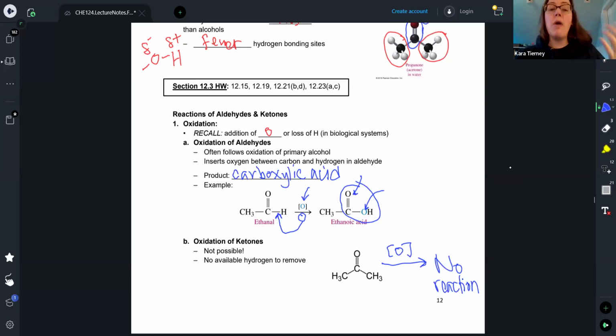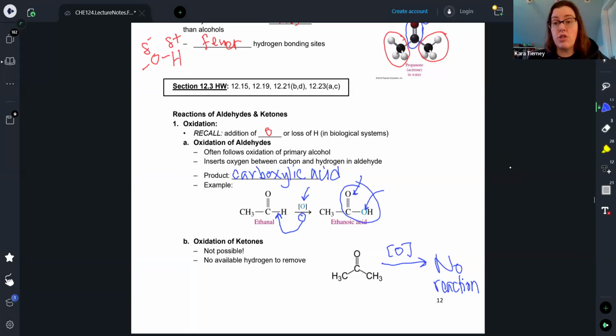So when you have a carbonyl-based functional group in the presence of an oxidizing agent, only the aldehydes will result in a reaction. Ketones will stay put as ketones.